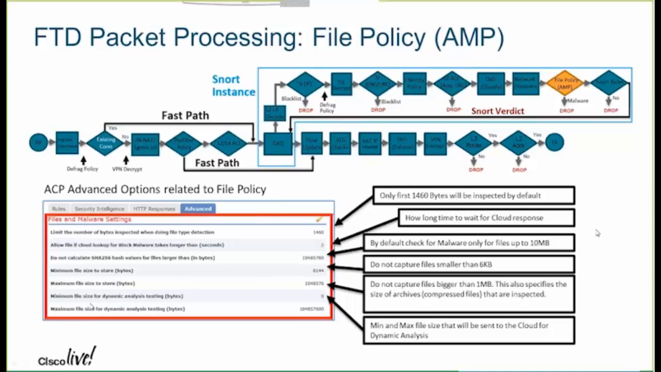The next one is the minimum file size that can be sent for dynamic analysis, which is basically how much data we can send to the cloud. The minimum file size is 0, so this is the minimum value, and this is the maximum value of the file size that can be sent to the cloud for performing dynamic analysis.